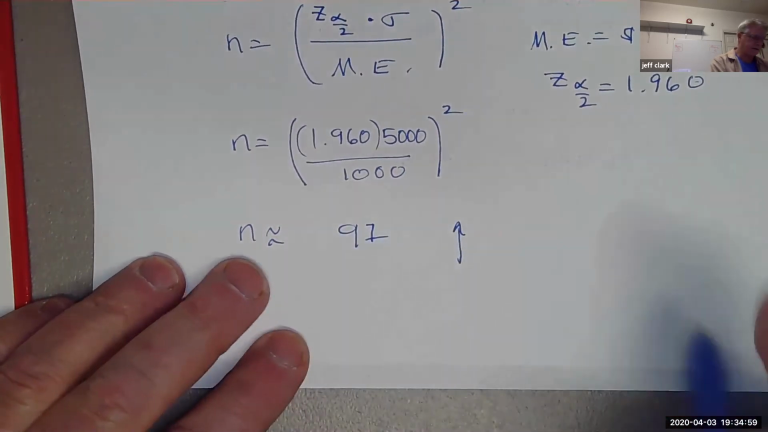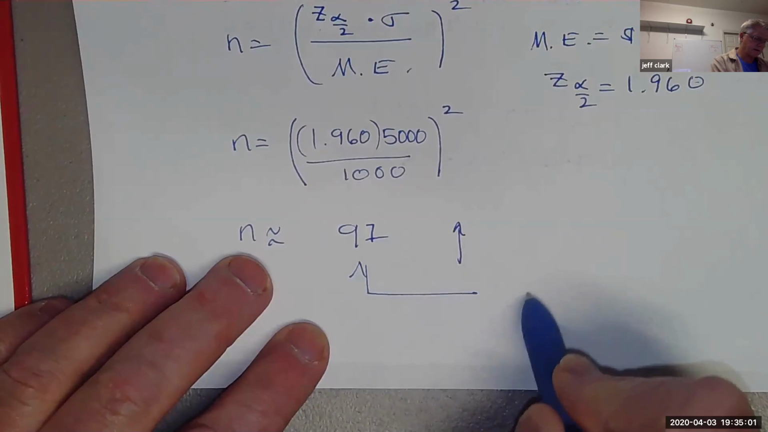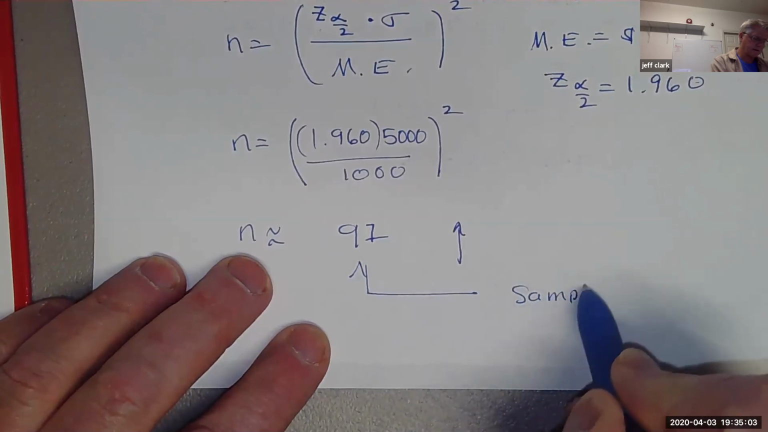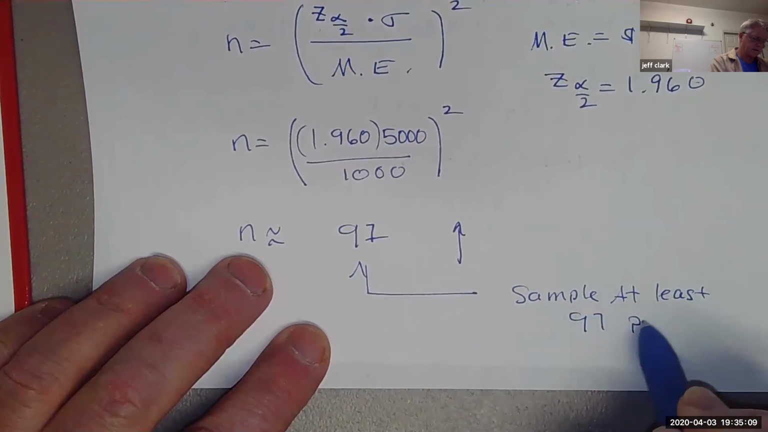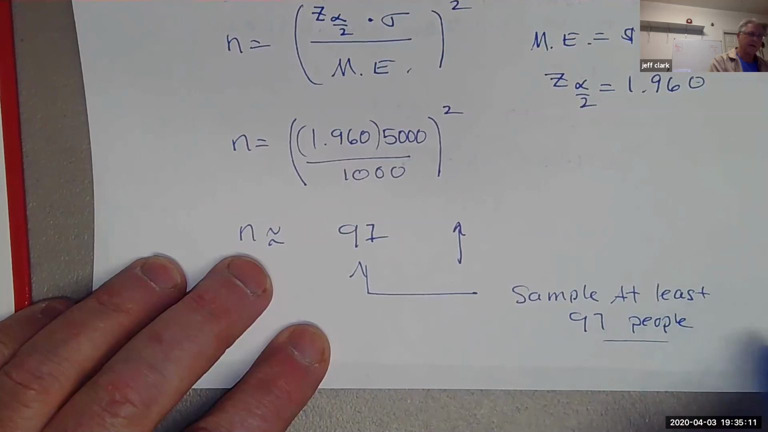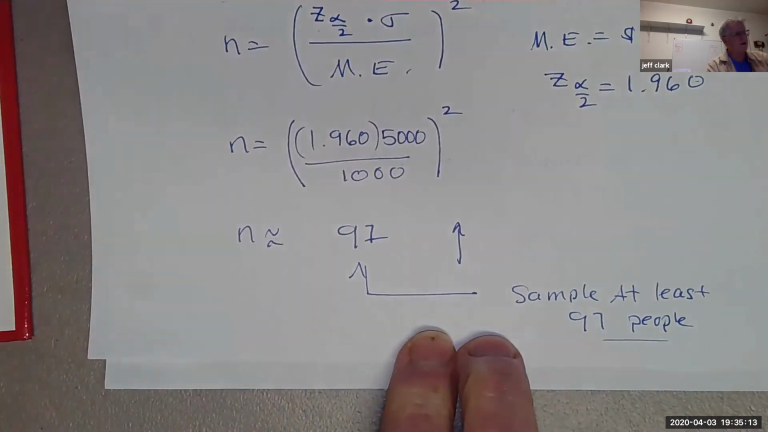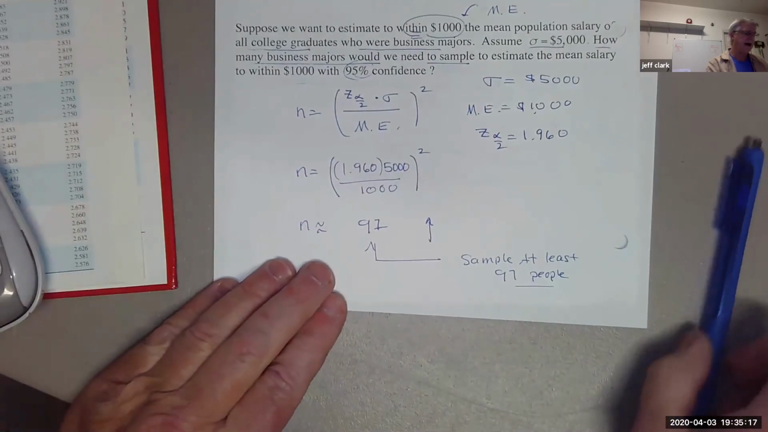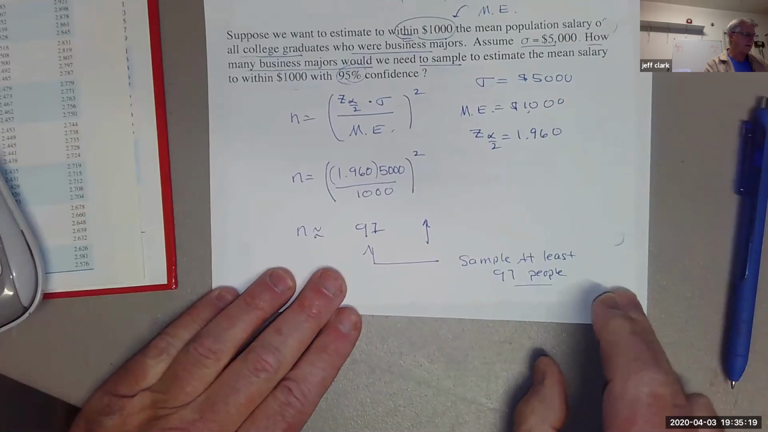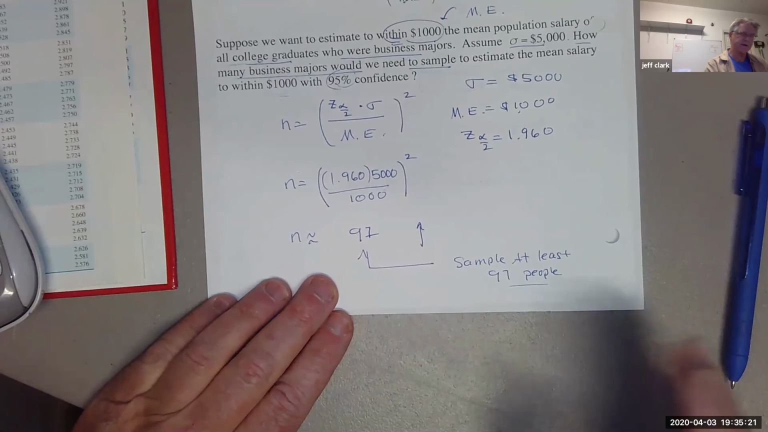We need a sample of 97 people to ensure that we're within $1,000 of where the real average salary for all graduates that are business majors is.